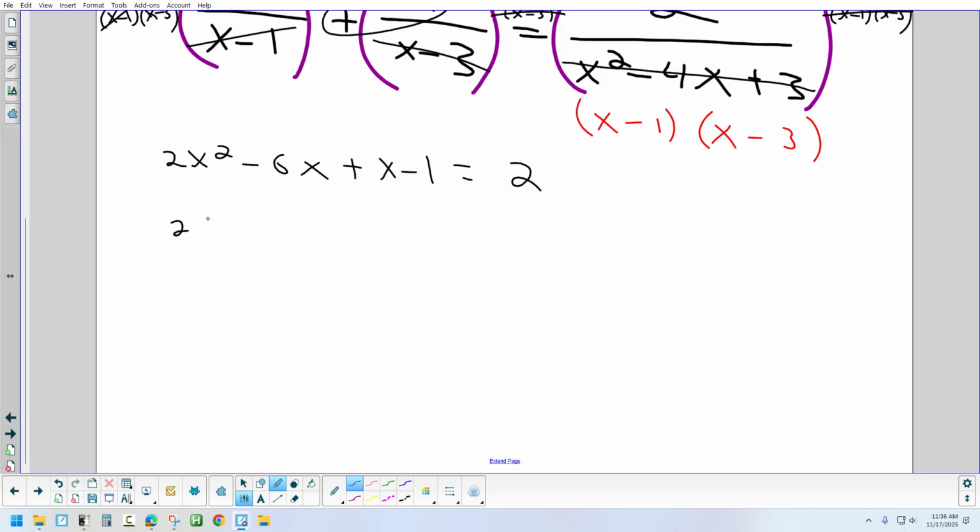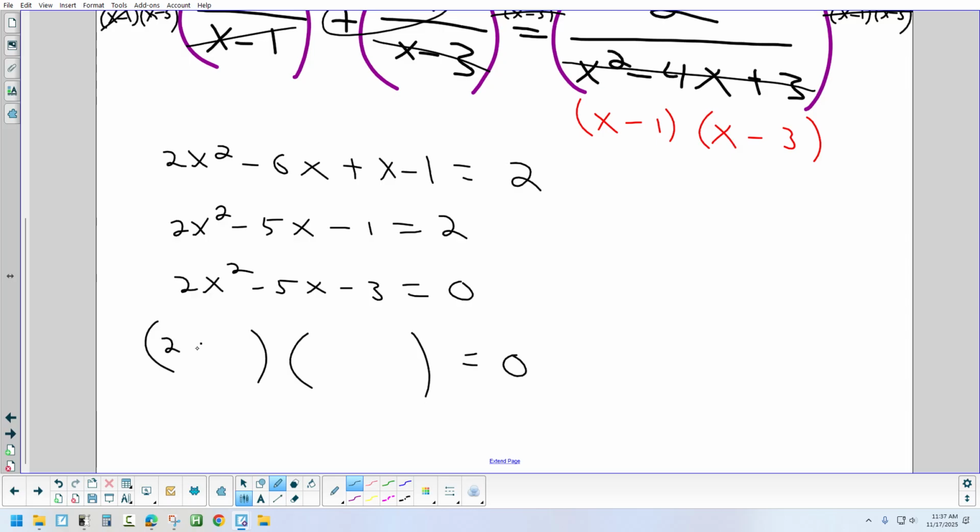So what I would do first is combine your x's. Negative 6x plus 1x gives you negative 5x. And how would we bring the 2 over to the left side? Subtracting. And there you go. So now we have it equal to 0. I don't think that's going to factor. Well, yeah, actually that might factor. Let's try to factor it.